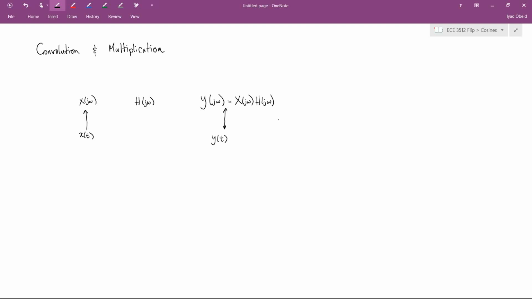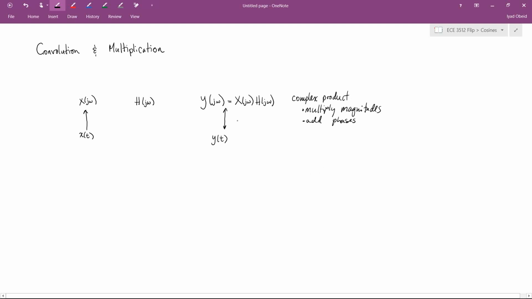We have a complex product here. So because it's a complex product, that means we're going to multiply magnitudes and add phases. And that's worked out really well for us before.